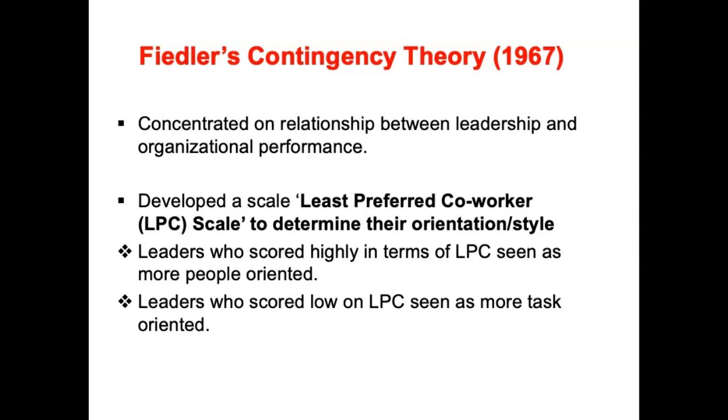So a group leader would be asked to answer a survey, a questionnaire really, of bipolar things. So think about the person within their group who they most struggled to work with, so who was their least preferred co-worker. And then they would answer this series of questions about it. So do they find that person friendly, unfriendly, and so on. That score then determined whether they were more task-oriented or more people-oriented. So higher scores, more people-oriented, lower scores, more task-oriented.